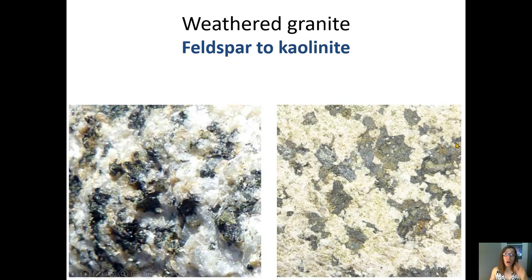So here's an example of feldspars getting weathered to kaolinites. So these are feldspars within a granite. You can see here the sort of vitreous luster of the feldspars, and over here they become quite dull. So over here, all of those feldspars have turned into kaolinite through that hydrolysis process.